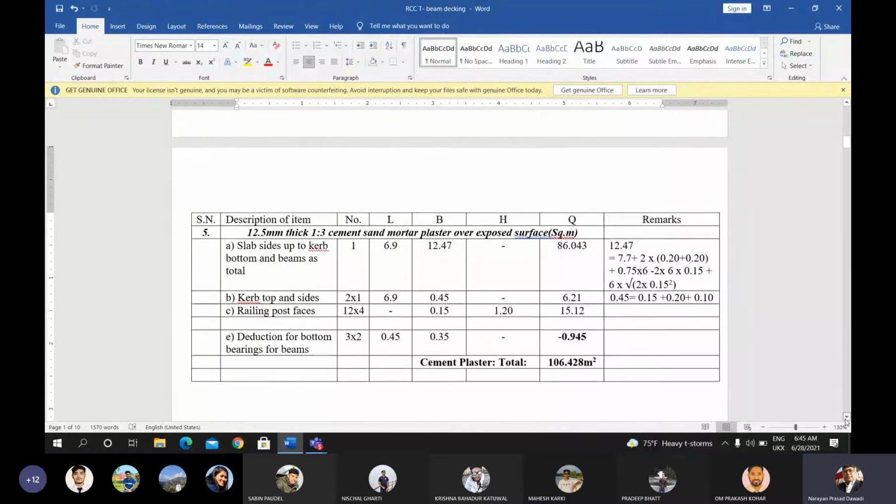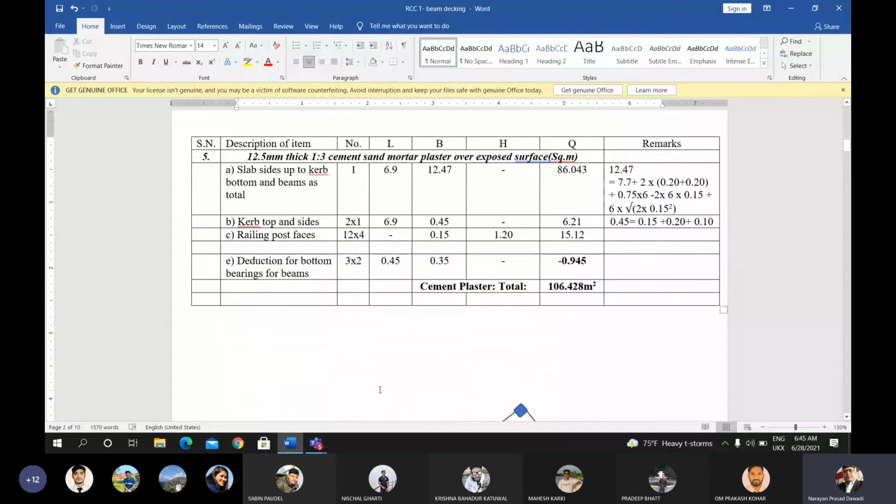Now for another item, 12.5 mm thick 1:3 cement and mortar plaster over exposed surface, in square meter. Generally, for the concrete work, brick work or stone work in the bridge, these works are rendered by plastering work. I have considered the 12.5 mm thick cement plaster of 1:3 cement mortar over the exposed surface. The plastering is measured in square meter.